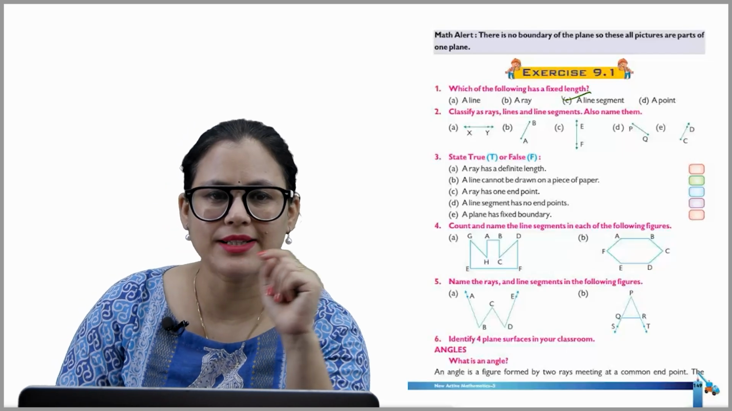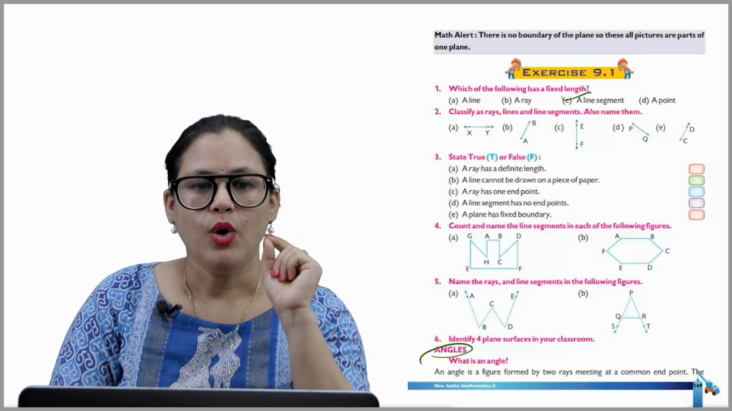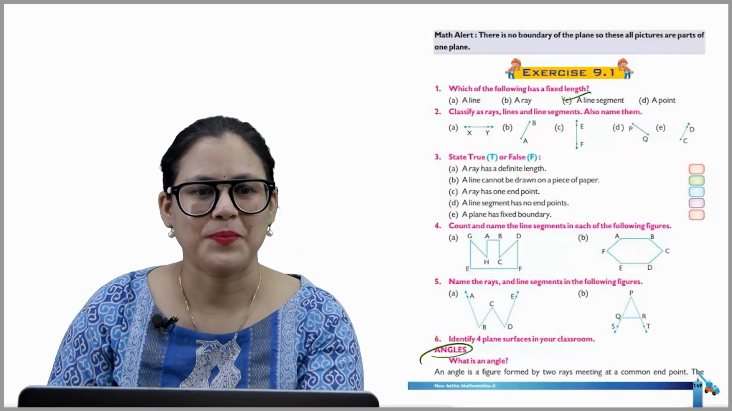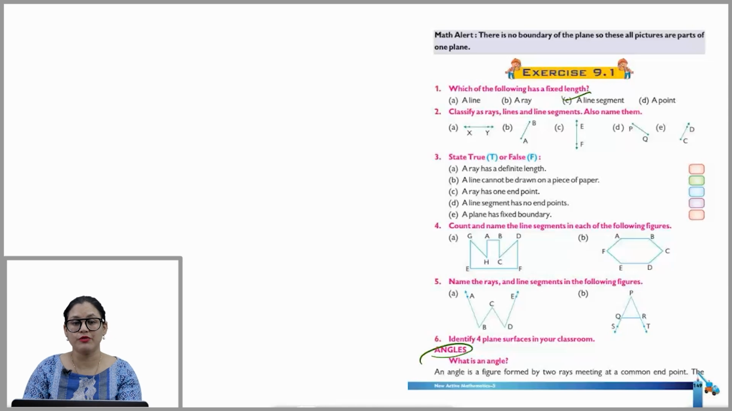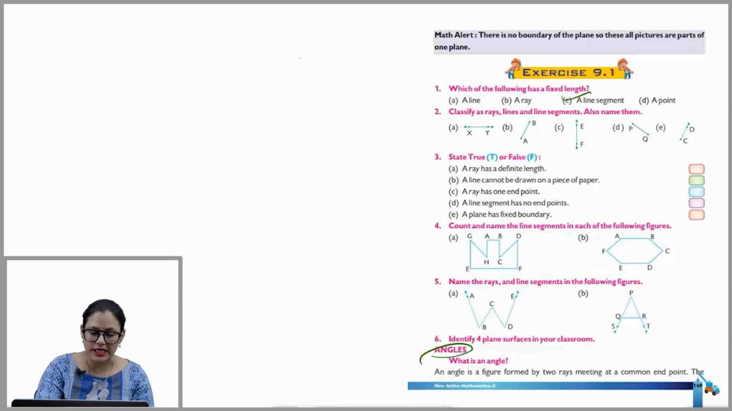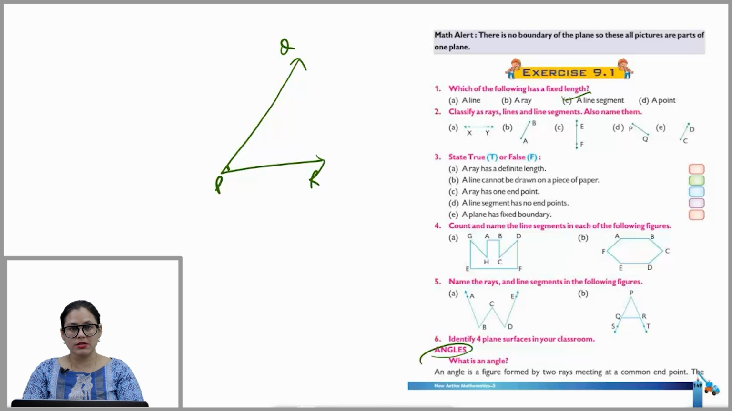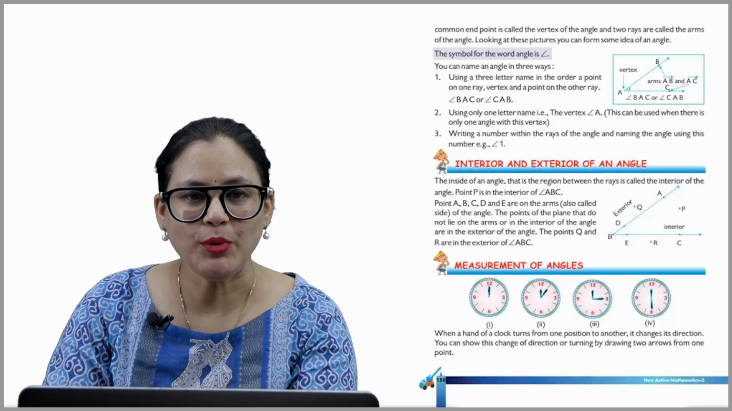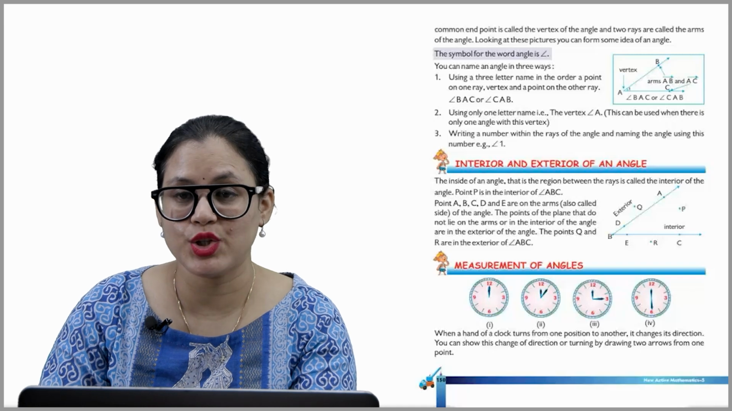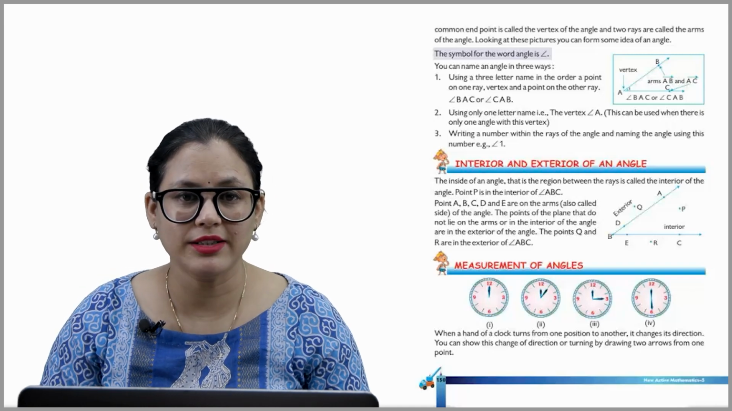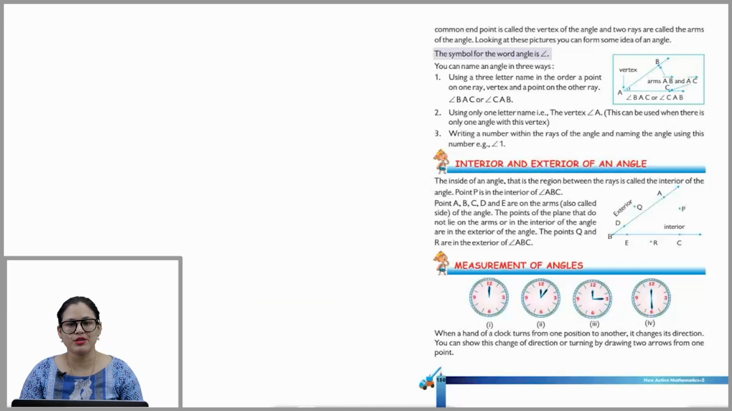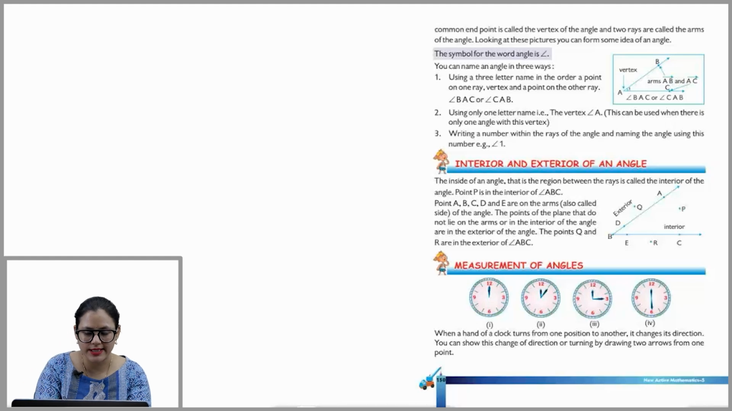Now, angles. What is an angle? An angle is a figure formed by two rays meeting at a common end point. These are two rays and they are meeting at a common end point, which is P. So this is an angle. The common end point is called the vertex of the angle and the two rays are called the arms of the angle. Look at this picture, you can form some idea of an angle. The symbol for the word angle is this.